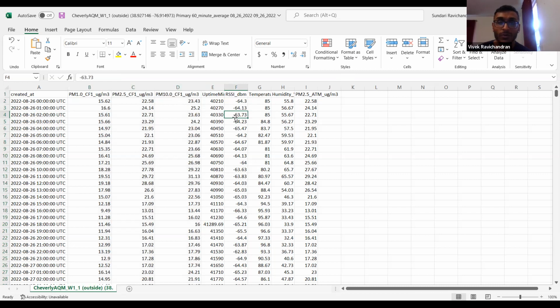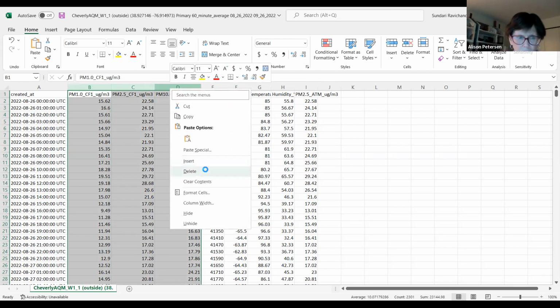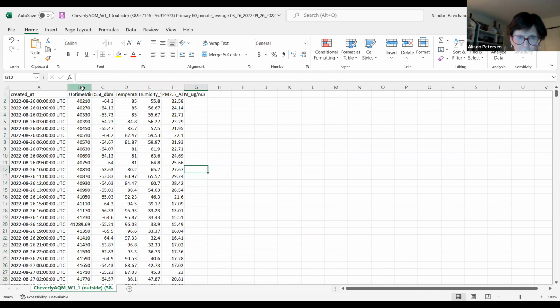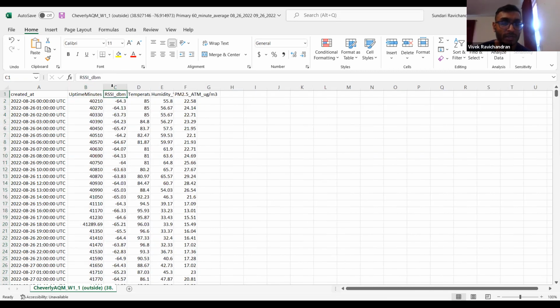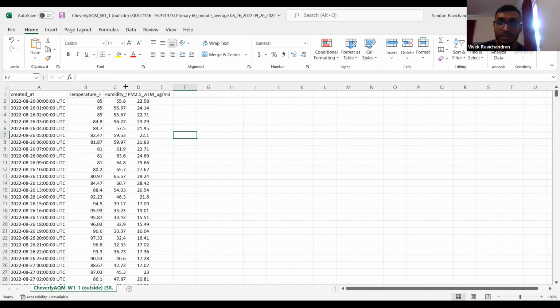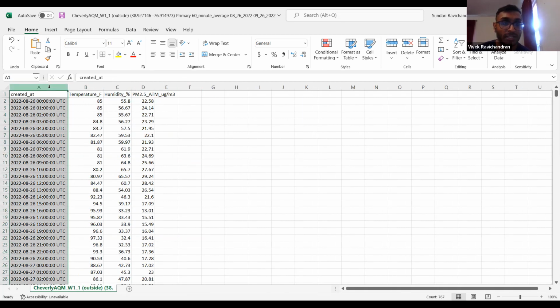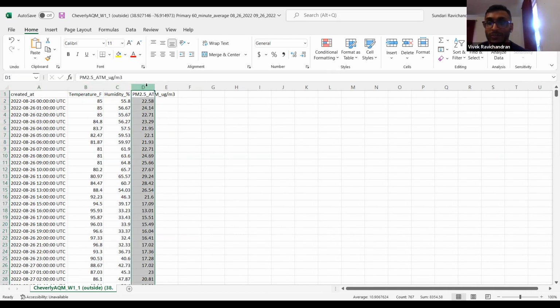For those of you who are at this point, we can just go ahead and delete columns. Right click, delete. These also do not add any importance to our data, so we can delete them. This is uptime as well as dBm, delete these as well. Once you're done cleaning the data, you have your timestamp, your temperature, your humidity, and then your PM 2.5.